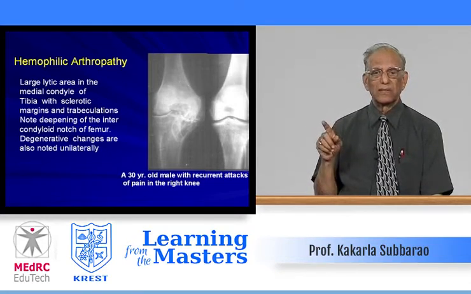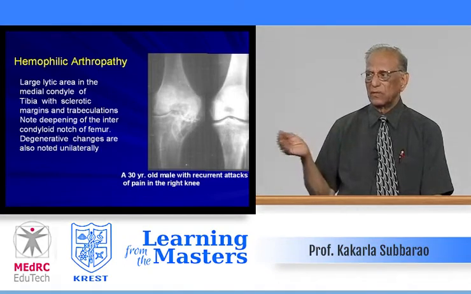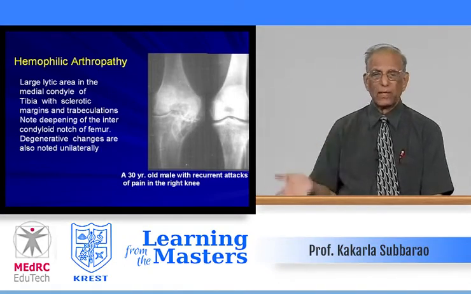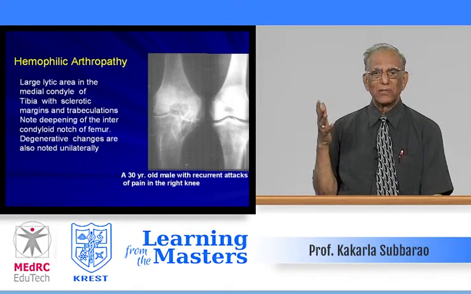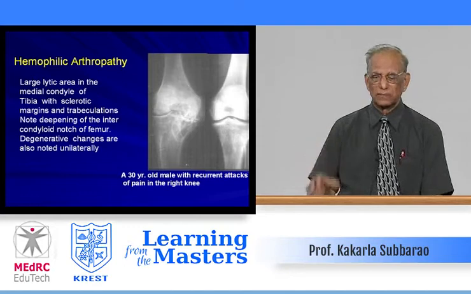That is significant because there is hemorrhage at the cruciate ligaments attachment. That's why there is erosion. Degenerative changes, of course, are also noted unilaterally. So this is a classical case of hemophilic joint. The key clue is that it is male and the joint is unilateral, monoarticular.